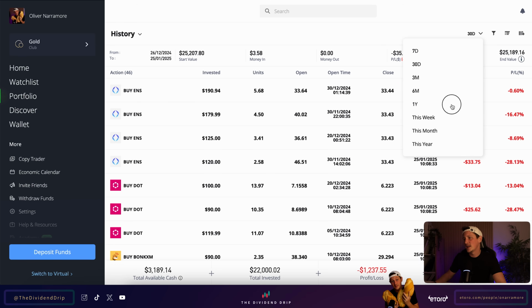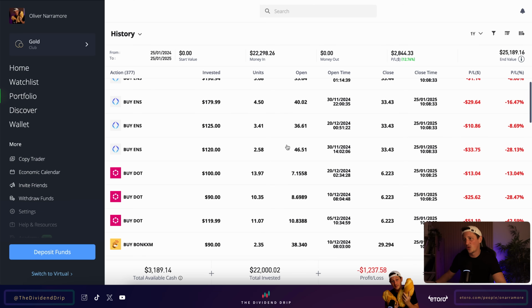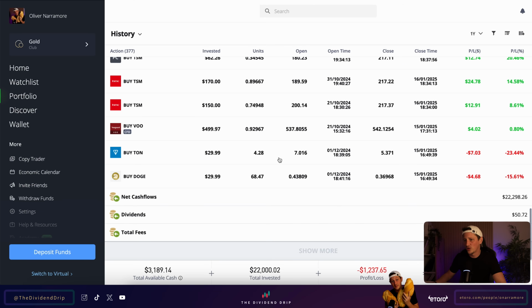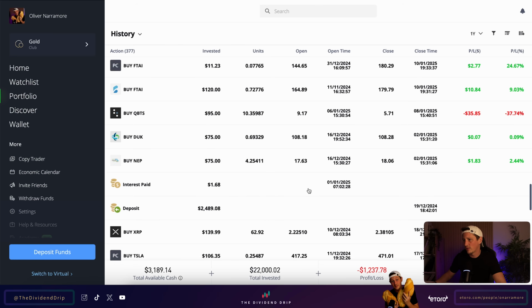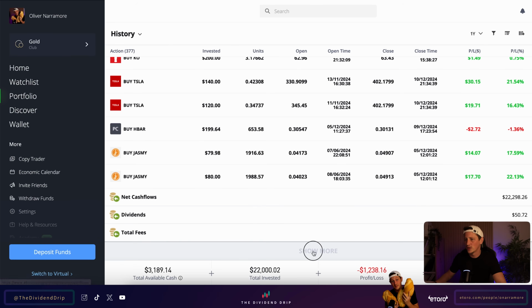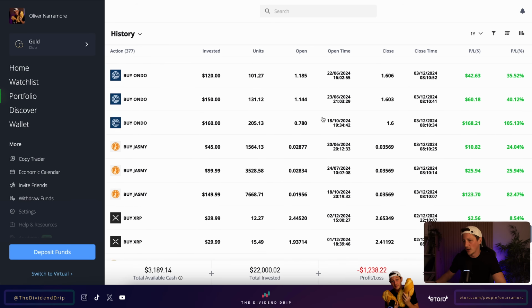You can change the history here from 30 days to 1 year if you really want to. Show more and keep going through it. You can go on for as long as you like.